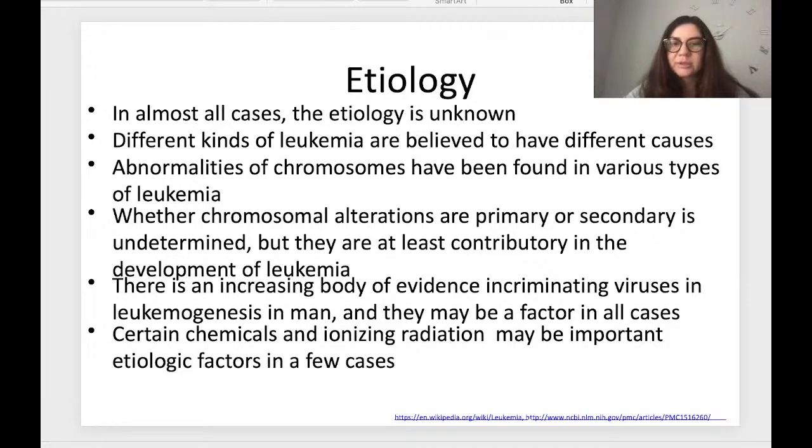Abnormalities of chromosomes have been found in various types of leukemia. Whether chromosomal alterations are primary or secondary is undetermined, but they are at least contributory in the development of leukemia. There is an increasing body of evidence incriminating viruses in leukogenesis in men, and they may be a factor in all cases. Certain chemicals and ionizing radiation may be important etiological factors in a few cases.